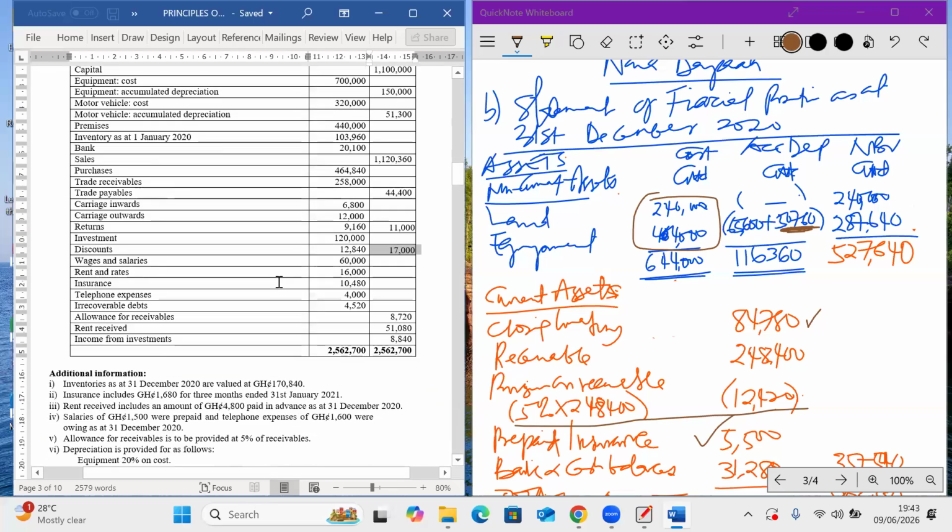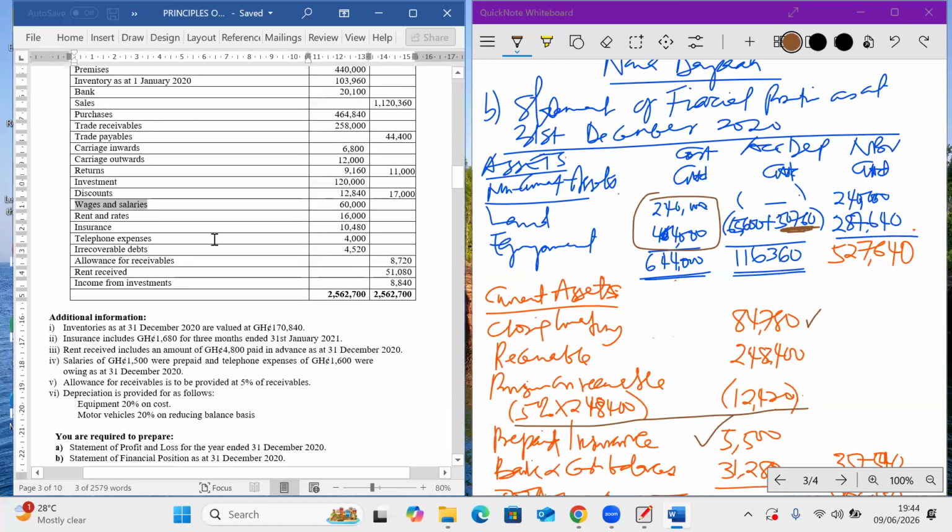So you'll be seeing the same things we've treated in your questions. You should know where they belong. Wages and salaries is an expense. Rent and rates, an expense. Insurance, an expense. You know, we saw insurance there. We saw wages and salaries. So don't go and take wages and salaries to the balance sheet. How on earth will you do that?